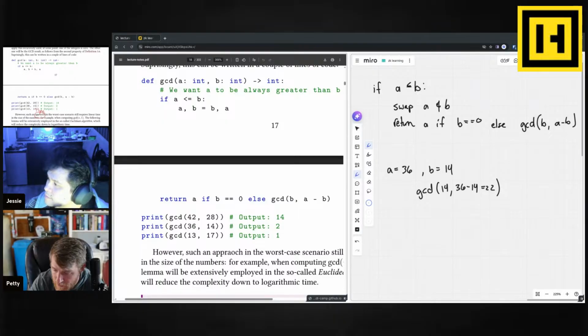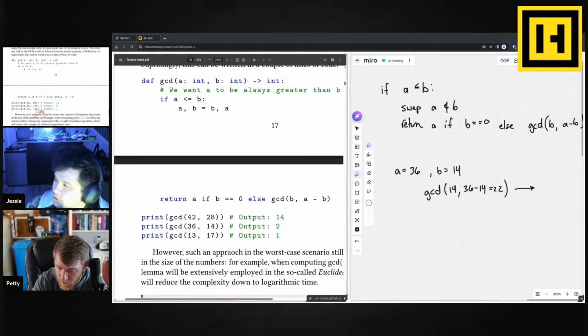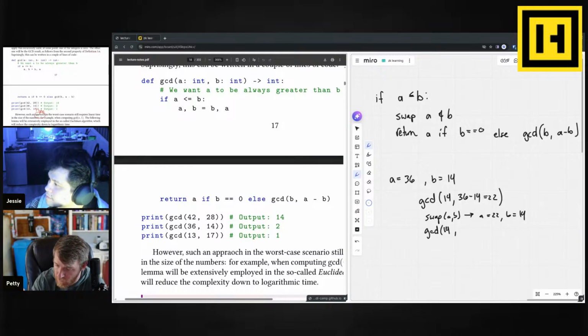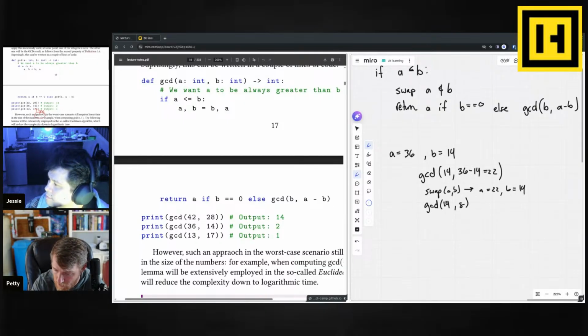So A is now less than B, so we swap them. Just do it vertical so you don't have to pan around so much. Yeah, that's fine. I'll get used to doing this on the whiteboard. I've worked on a whiteboard a long time. So now let's do the swap here. A is now equal to 22, B is equal to 14, and B is not 0. GCD of 14 and A minus B: 22 minus 14 is equal to 8. Once again, we'll do a swap.